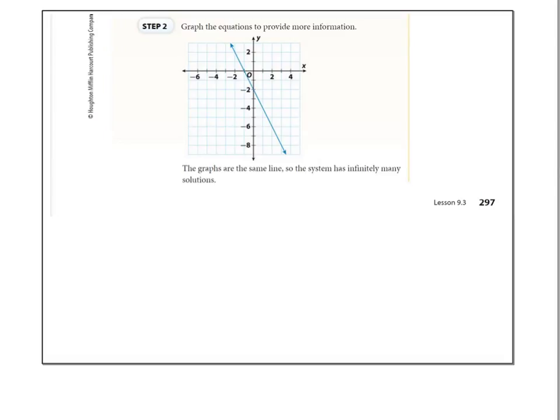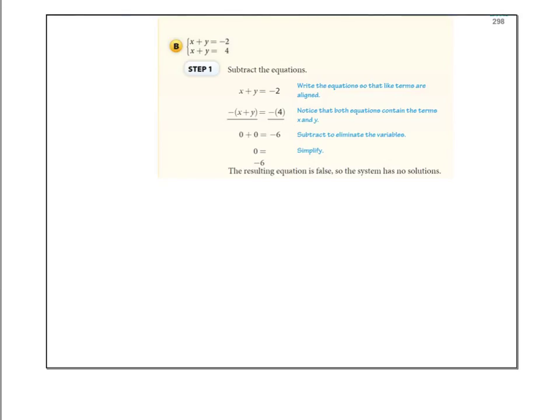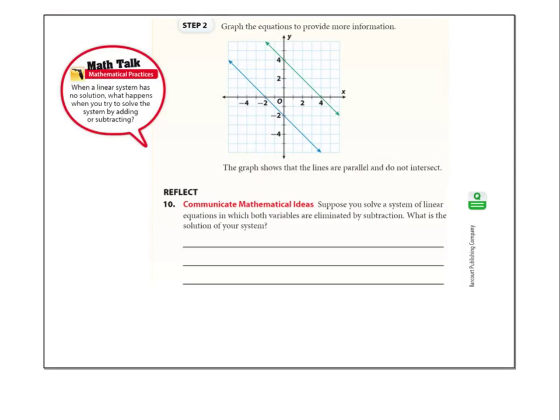And then you could graph it to show that since it's infinitely many, it would be the same line, which means when you solve for y, the equations would end up being the same. Part B, you end up with the equation 0 equals negative 6. Well, that's a false statement, which means it's no solution. And hopefully at this point you can automatically visualize what the graph would look like. No solution would be 2 lines that never cross.